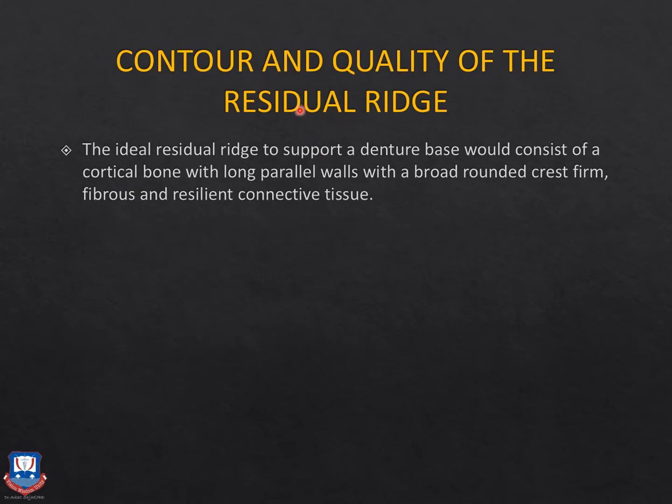Now coming to the first, that is the contour and quality of the residual ridges. The ideal ridge should support a denture base consisting of cortical bone with long parallel walls, that is tall rounded ridges, which is Atwood's classification 3, with a broad rounded crest and a firm fibrous and resilient connective tissue. There should be no loose flabby tissues, there should be no knife edge ridges.